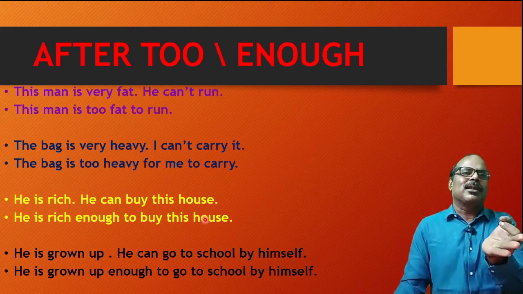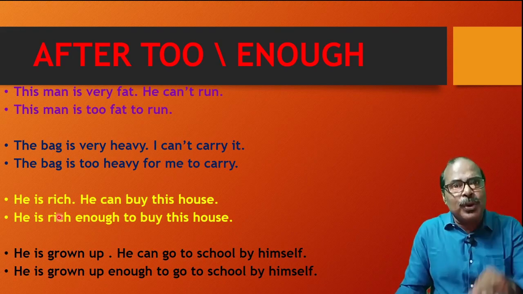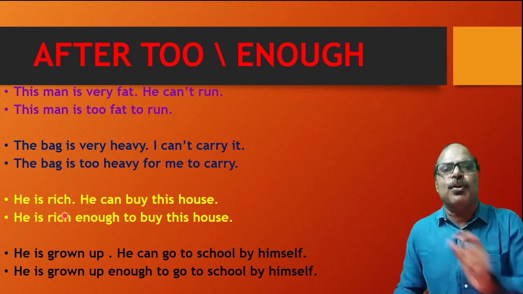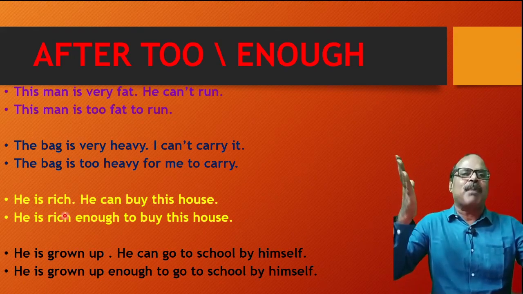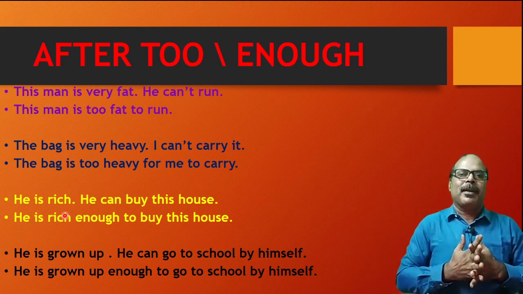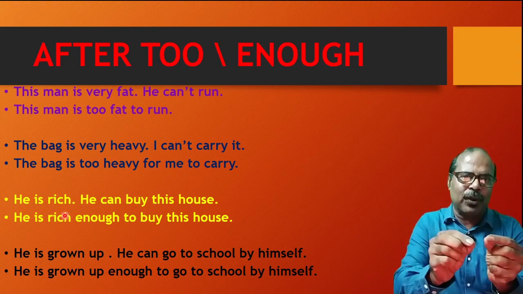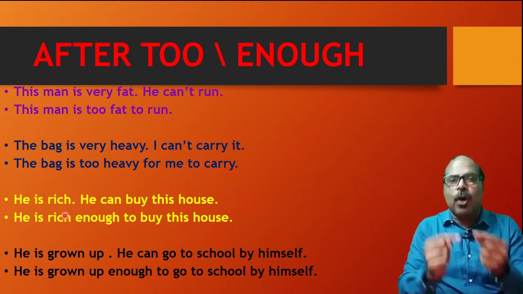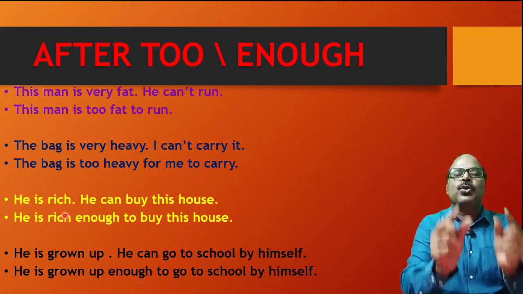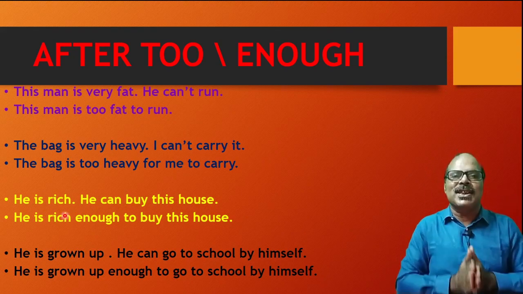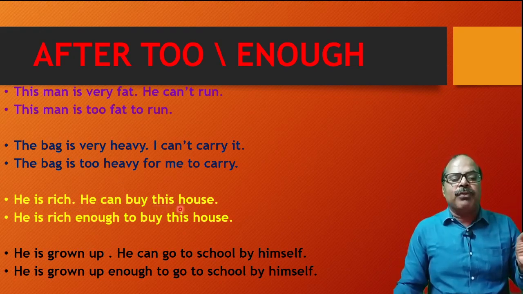We can't use too here. If we use too, then we must turn it into a negative part. He is too rich not to buy this house. That very simple formula in mathematics, minus minus plus হয়ে যায়। He is too rich, negative sense আছে টু এর মধ্যে, not to buy this house এর মধ্যে আরেকটা নেগেটিভ সেন্স আছে, দুটোই মিলে পজিটিভ একটা সেন্স দিচ্ছে। তার জায়গায় we can use enough, he is rich enough to buy this house.